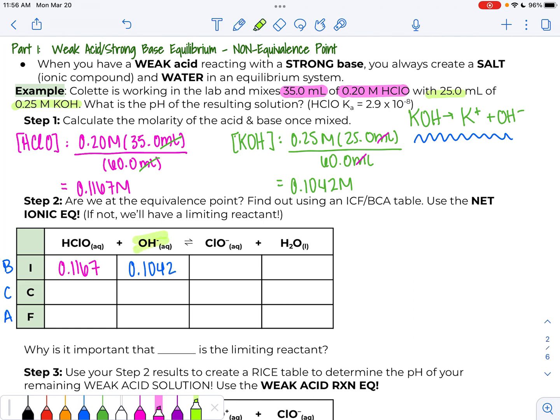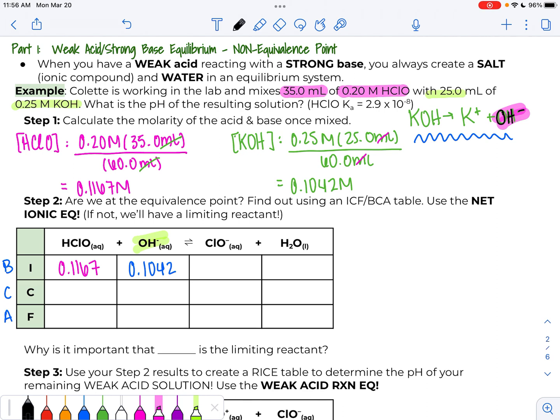So keep in mind, the reason why I'm writing it like this is because of this base dissociation, right? Our OH is going to be the only thing that I care about reacting. Potassium here is a spectator ion, so I'm just not including it in my IC table. I'm using the net ionic equation here.